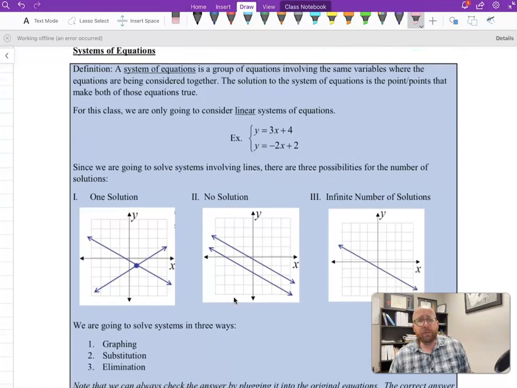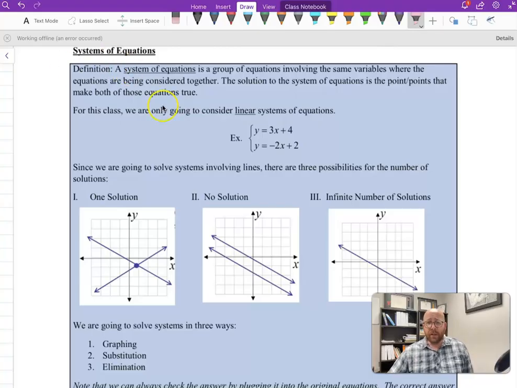So, we've looked at graphing lines, we've looked at linear equations. This is going to be the intersection of those two topics. Definition: a system of equations is a group of equations involving the same variables where the equations are being considered together. The solution of a system of equations is the point or points that make both of those equations true. For this class, we are only going to consider linear equations.